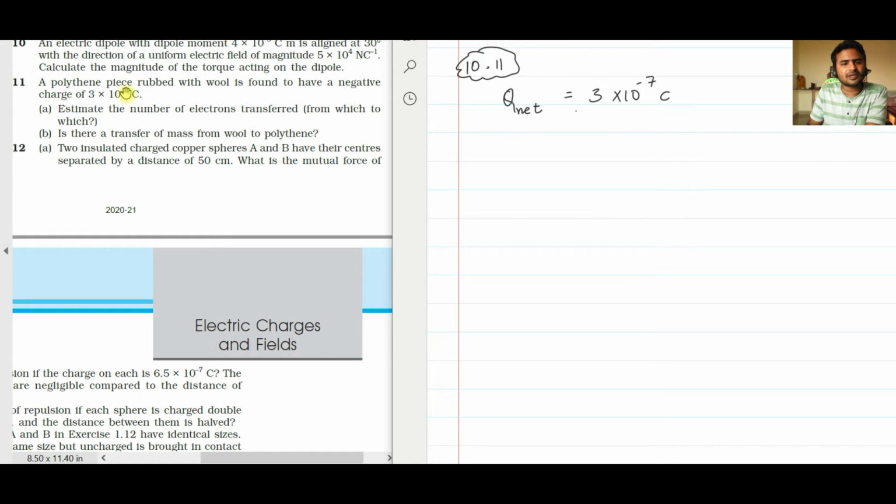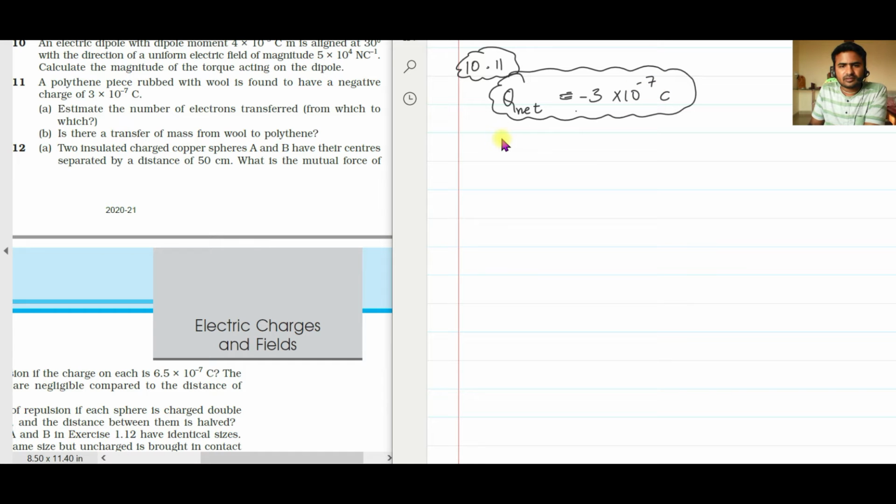So you have a polythene piece rubbed with a wool is found to have a negative charge. So that means polythene piece has gained electrons. That means polythene piece is having a negative charge, so the net charge must be minus 3 into 10 to the power of minus 7 coulomb. Okay, because the polythene piece is having a negative charge, so I've just written it as minus 3 into 10 to the power of minus 7 coulomb.